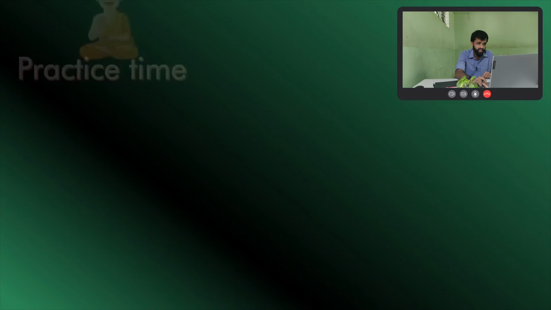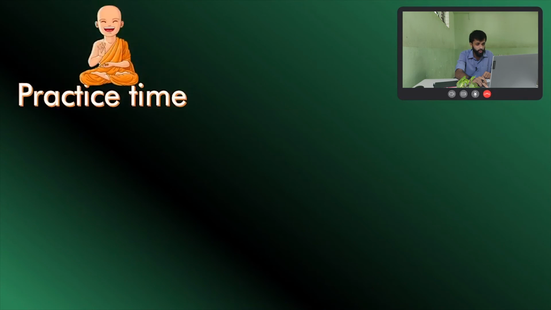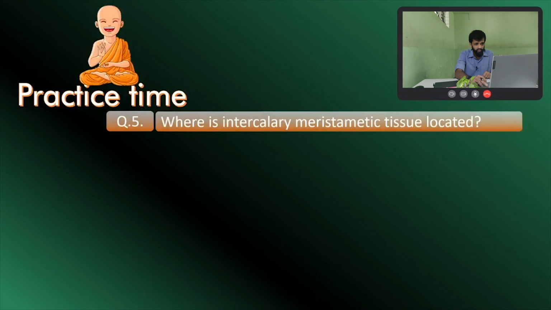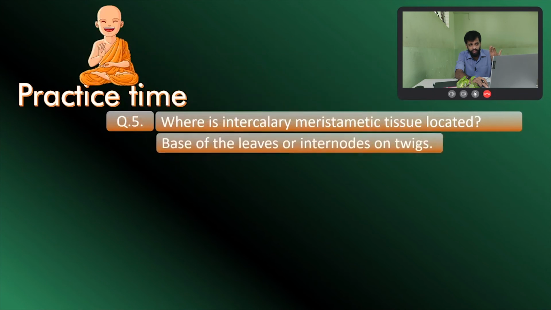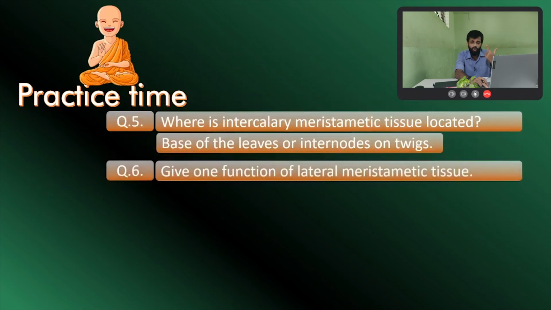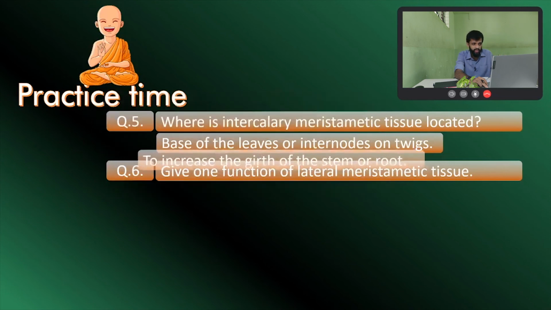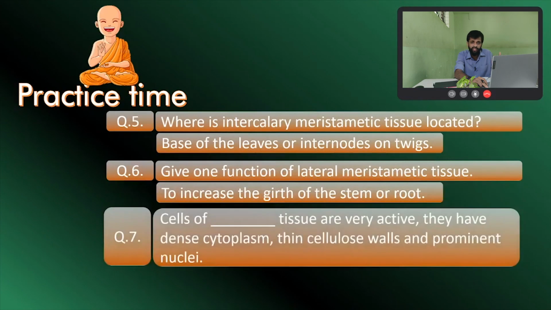Next, a few more questions and we'll conclude this video. Where is intercalary meristematic tissue located? It is located at the base of the leaves or internodes on the twigs. Then give one function of lateral meristematic tissue. Why do we require lateral meristematic tissue? The purpose is to increase the girth of the stem and the roots. Okay. Then next, cells of dash tissues are very active. They have dense cytoplasm, thin cellulose walls, and prominent nuclei.